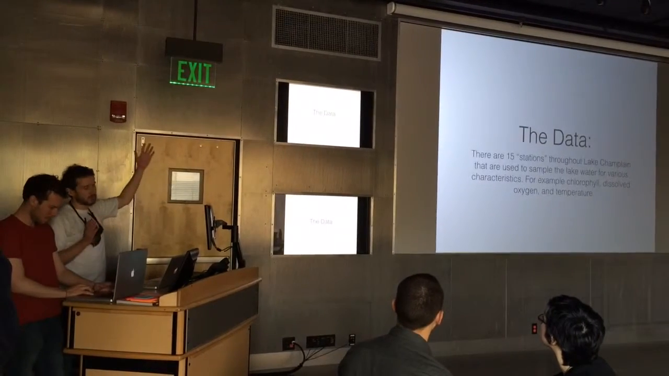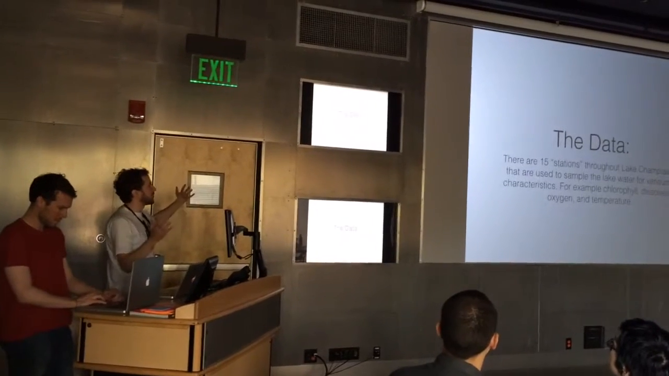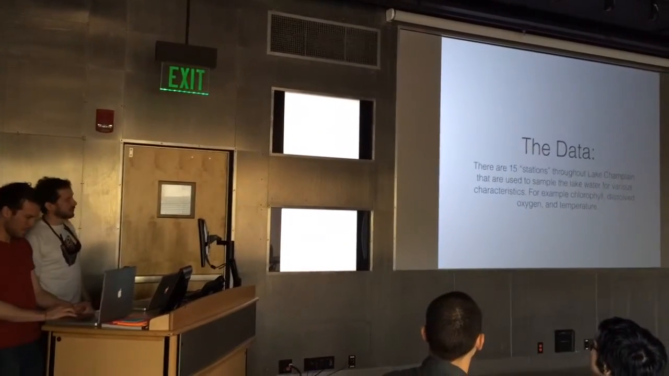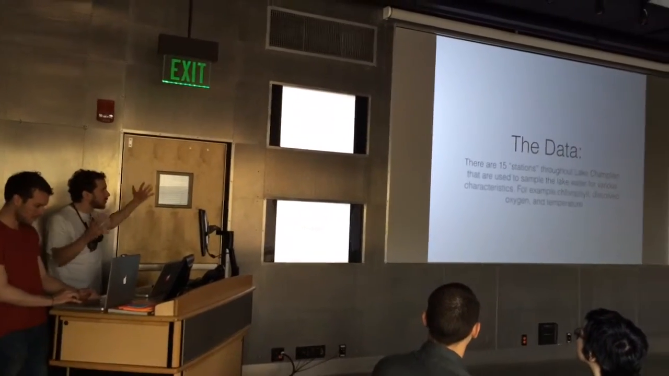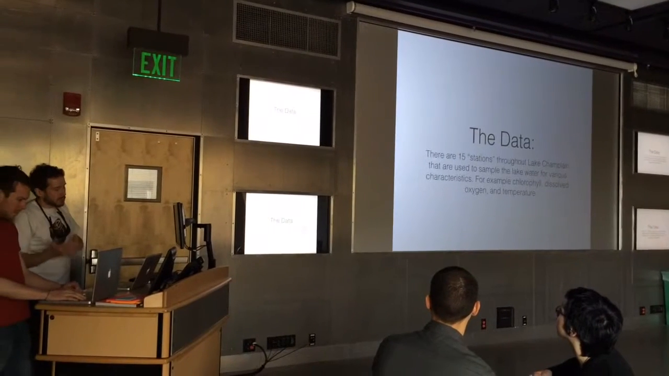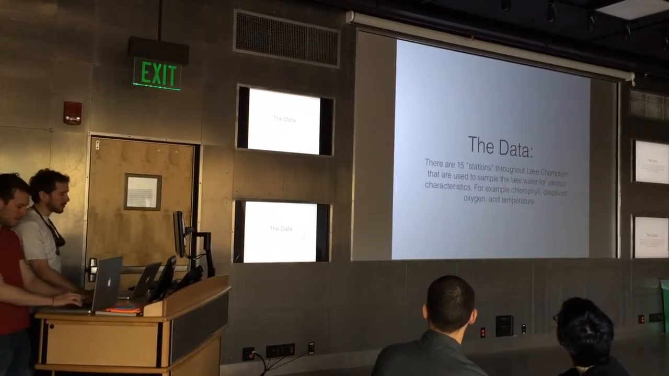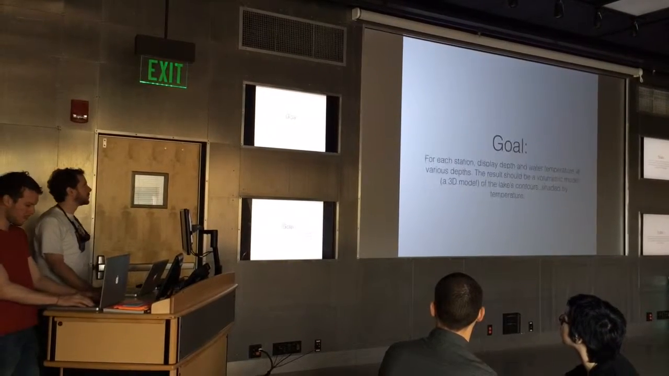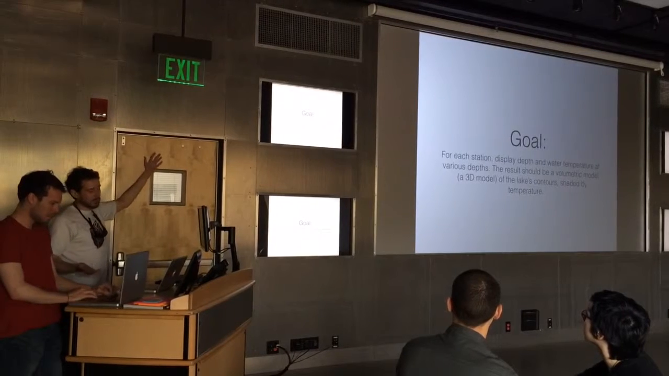Okay, so we have the data. There's obviously explaining, in case somebody doesn't know what's going on. There are 15 stations at the lake. They're used to sample lots of different variables: chlorophyll, as we're seeing for algal blooms, and oxygen. Temperature is what we were interested in. So we took the data for the temperature, and we wanted to put it on a 3D cube. Obviously, for each station, we wanted to show the temperature and the depth.